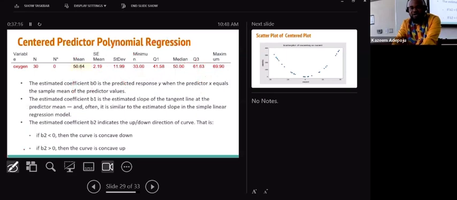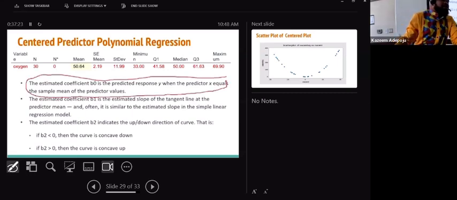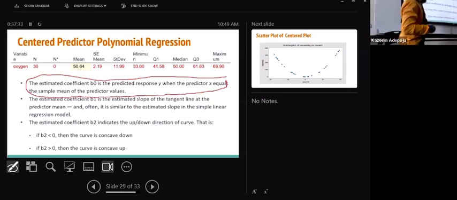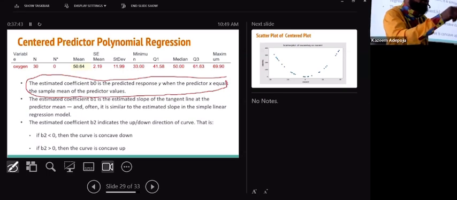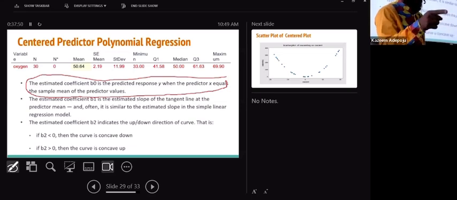When you want to interpret your beta naught, you remember the way we normally interpret it: the value of y when x is 0. We're not going to say that here after centering. We're going to say the estimated coefficient beta naught is the predicted response y when the predictor x equals the sample mean of the predictor, when x equals x bar. Does that make sense? When oxygen equals the mean of the oxygen. That is the way we're going to interpret beta naught.